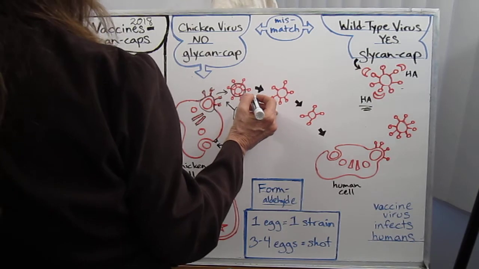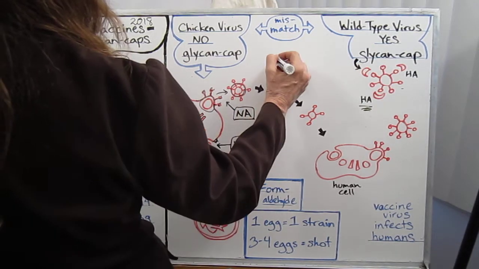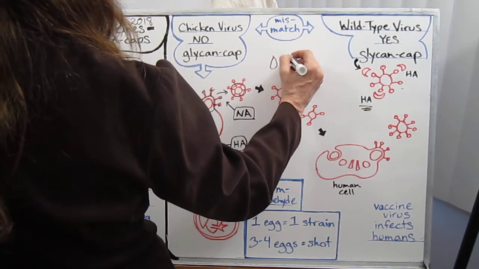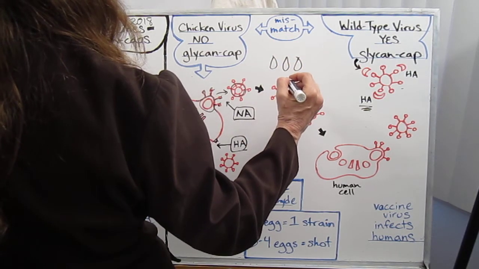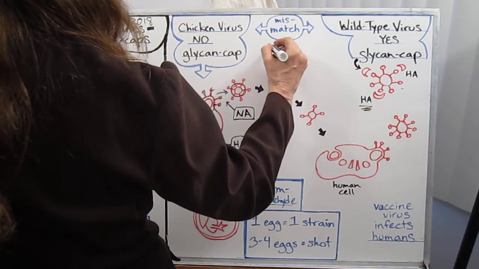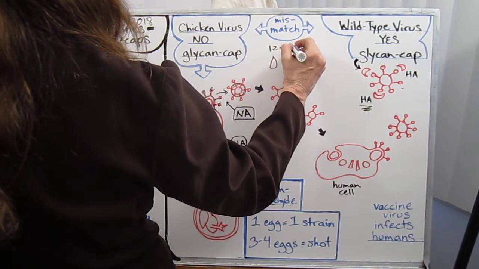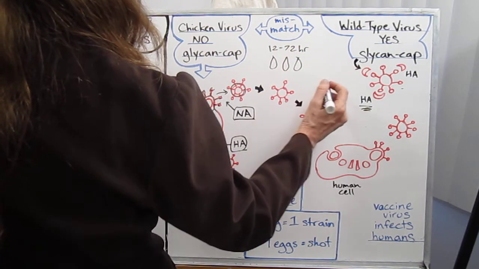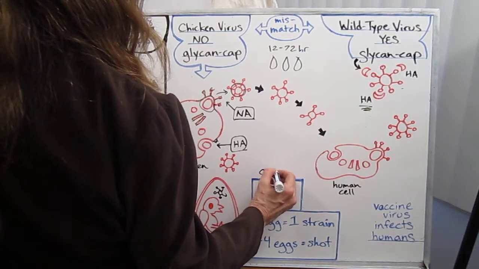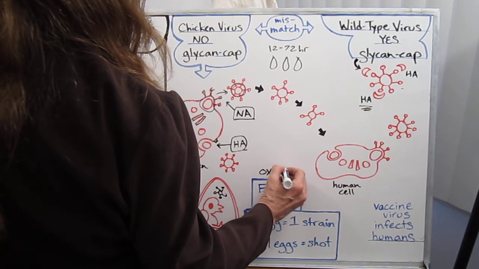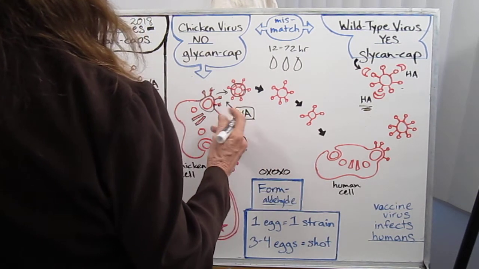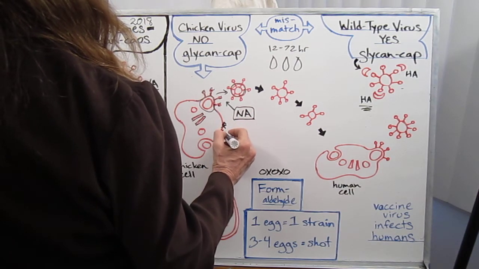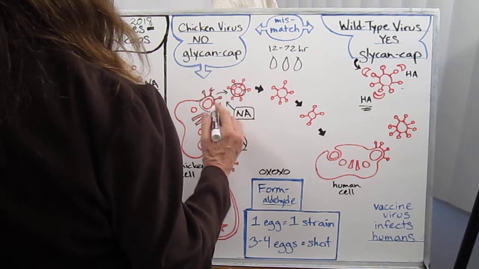What they then come along and do in making the vaccine to inactivate it is they dose it in formaldehyde for 12 to 72 hours, which means overnight or over the weekend. And this will cross-link. What formaldehyde does is it cross-links proteins, which is a really good way to kill a cell or a bacteria, because when you cross-link the proteins on their membranes, it will kill them.